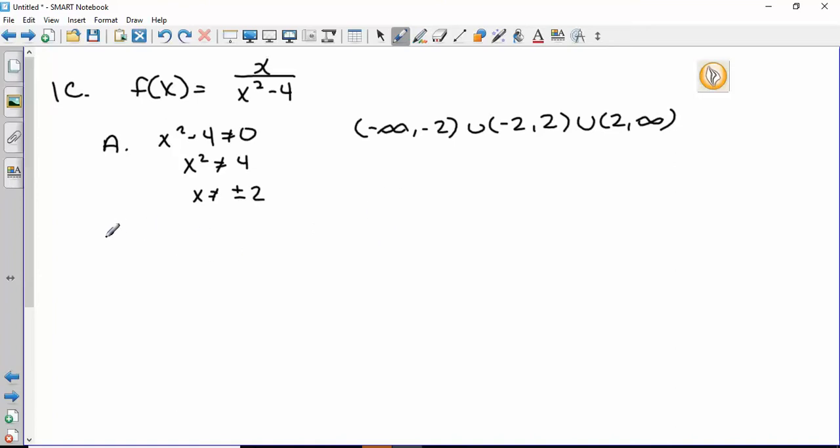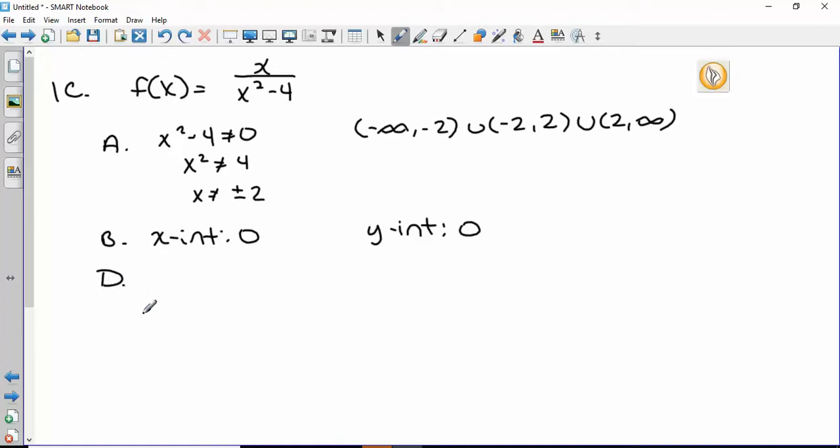Then I asked for x and y-intercepts. The x-intercept is when this whole thing equals 0, which in a fraction is really just when which part of it is 0? The top. So the top equals 0 when x is 0. Y-intercept, if you plug in 0 for all of your x's, you get 0 over negative 4, which is 0. So x and y-intercepts were both 0. I told you to skip C.